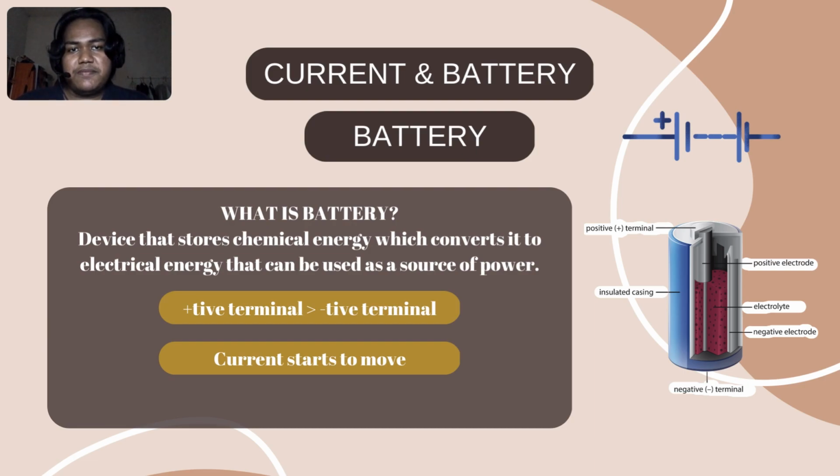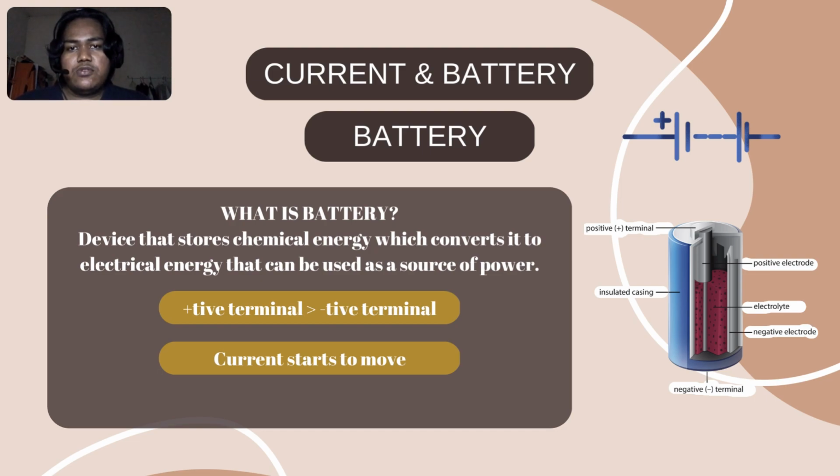What is battery? It is a device that stores chemical energy which converts it to electrical energy that can be used as a source of power. Looking at the picture of the battery here, we can see both ends of the battery has positive and negative terminal for current to flow through the battery. The battery also has insulation wrapped around its container to prevent sparks that could be a potential fire hazard.